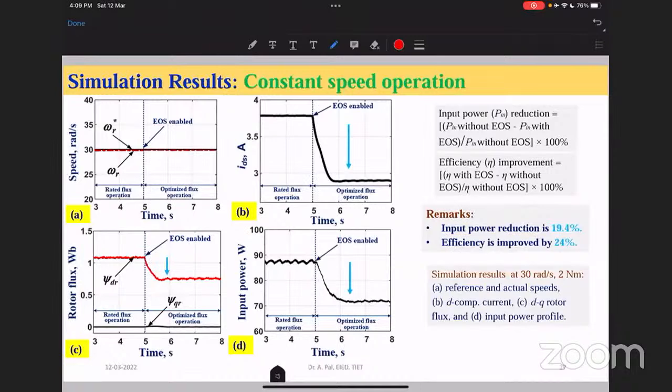Different conditions, different sets of speed and load, we have studied. Here I have shown one set of results. As I mentioned, the induction motor offers poor efficiency at light load condition, so that's why I considered a load of about 15% of the rated load torque, that is about two Newton meter. In this figure, for the first 5 seconds the machine is operated at rated flux condition. After 5 seconds, I enabled the efficiency optimization strategy, so from 5 seconds the machine operates under efficiency optimized conditions.